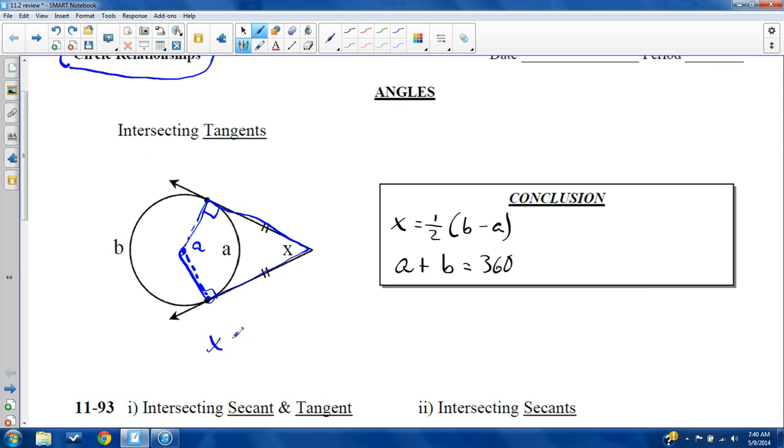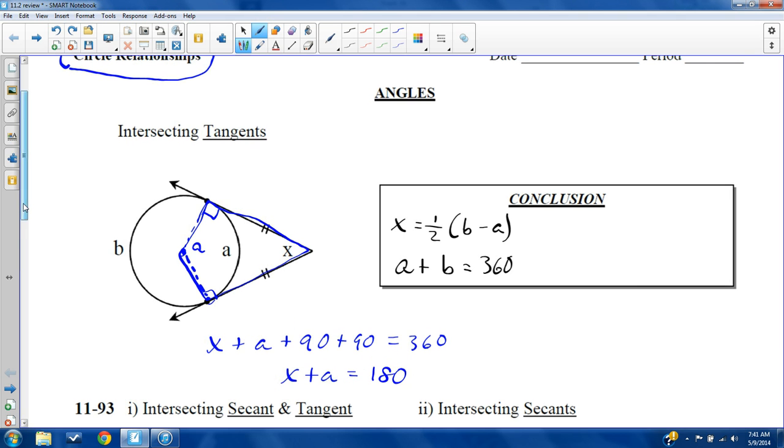If that's true, then x plus a plus 90 plus 90 equals 360. And if you keep working this out, remember the shortcut here. These will always be 90 degrees as long as these are tangent lines intersecting with radii. So x plus a equals 360 minus 180. Subtract 180 from 360, you get 180 degrees. So x plus a is 180.